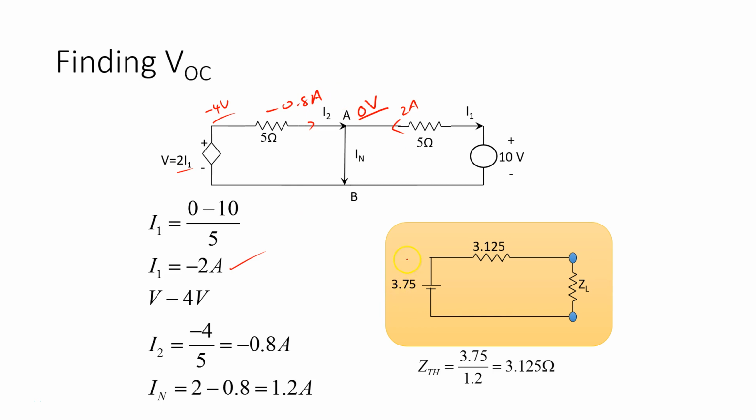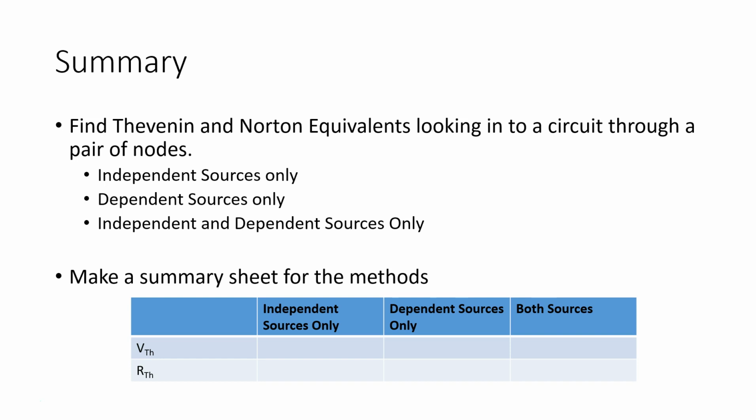So the Norton current now is 2 amps in this direction minus 0.8 amps, or 0.8 amps going, if it's easier for you to see, in this direction. So 2 amps going in this direction minus 0.8 amps will leave 1.2 amps going through the Norton short circuit. So now I have 1.2 amps as my Norton current, and I can find my equivalent resistance by the open circuit voltage over the short circuit current, which gives me 3.125 ohms. So I can use my open circuit voltage and my equivalent resistance to find my Thevenin equivalent circuit.